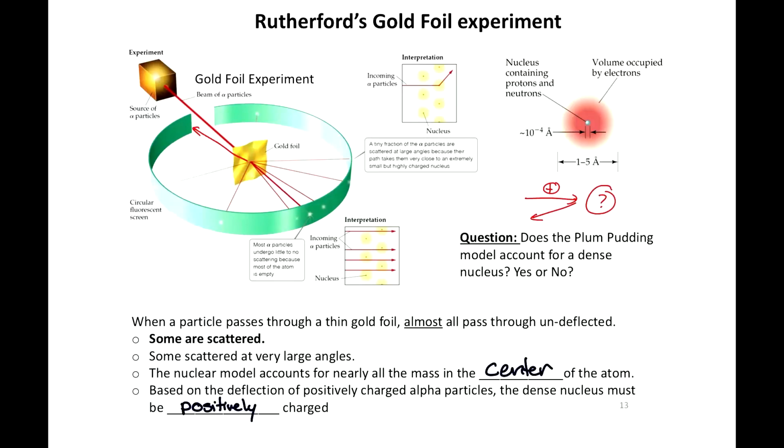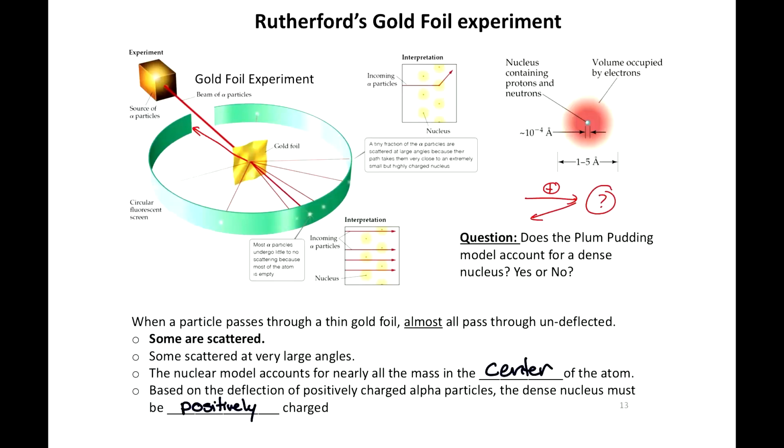And so what crazy observation he made is that when he shot these alpha particles at that gold foil sheet, a small fraction of those alpha particles were deflected basically back away from that gold foil sheet. Most of the alpha particles went straight through the sheet, but a small fraction went backwards.